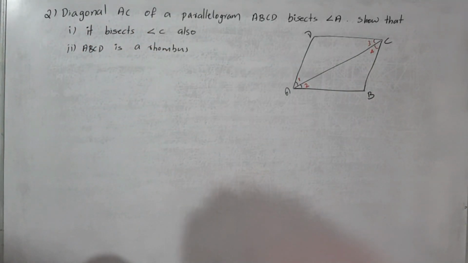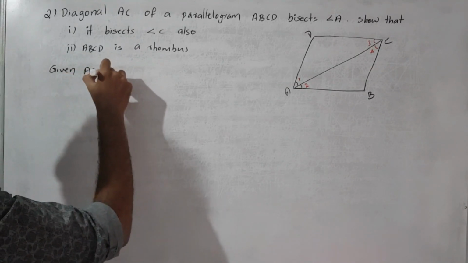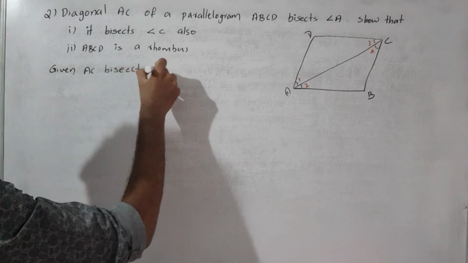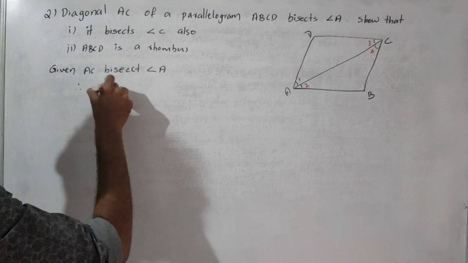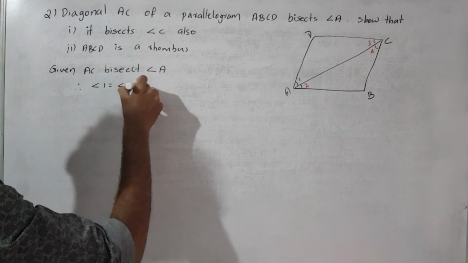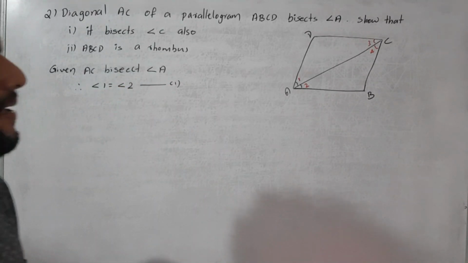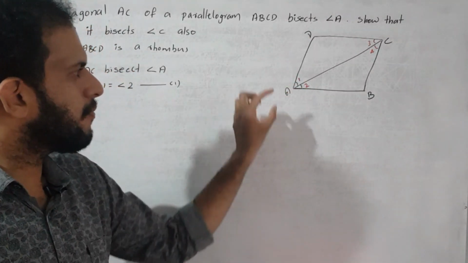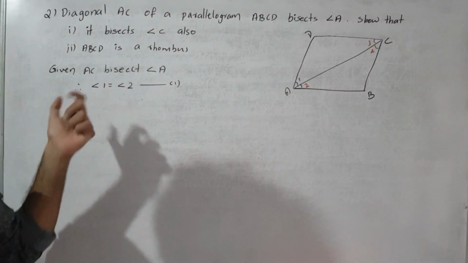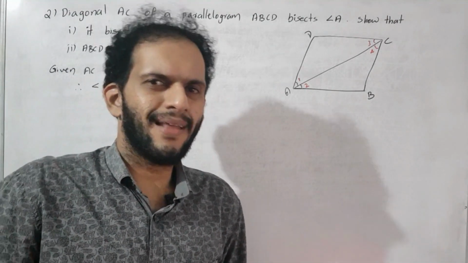Okay, so we started like this. Given AC bisect angle A. Therefore, angle 1 is equal to angle 2, equation 1. Okay, given AC bisect angle A, so angle 1 is equal to angle 2, and they are the half of angle A also. Then angle 1 is equal to angle 2. Is clear?